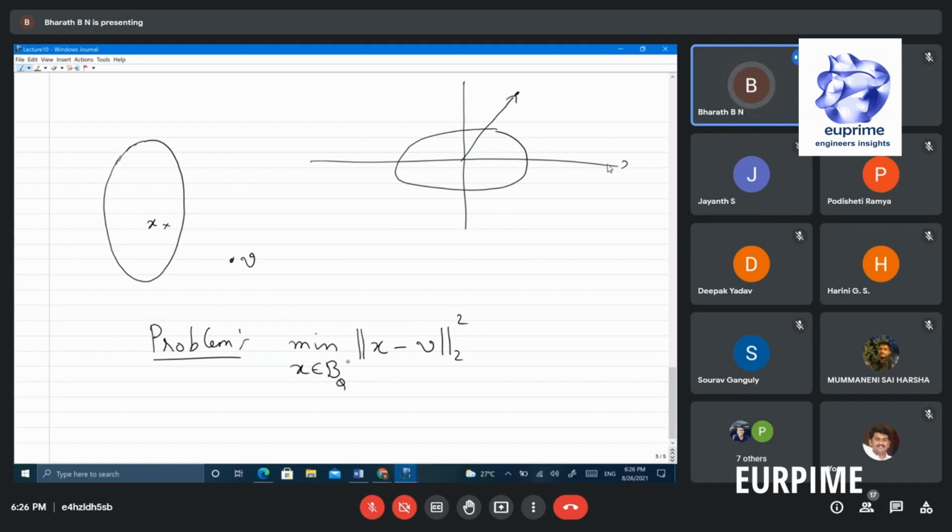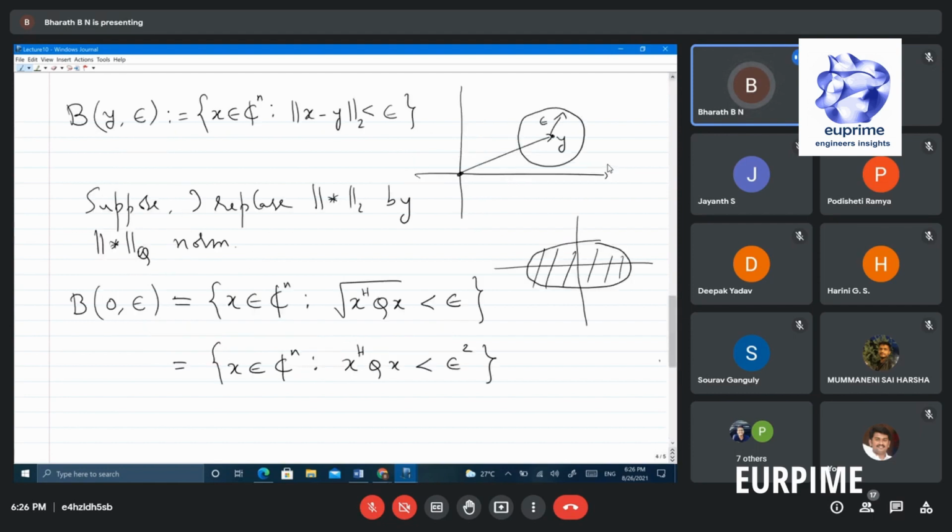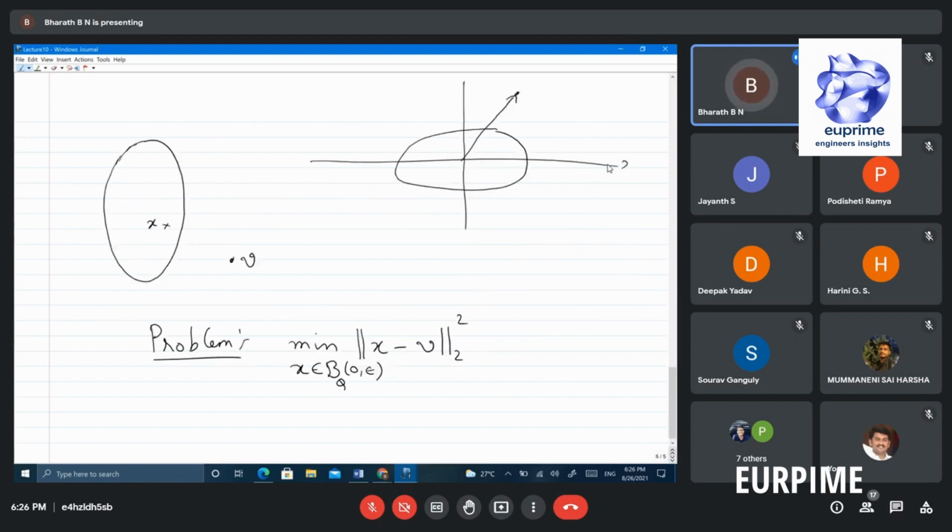So how do I write this? Let's say q0 epsilon. That means all those points within an epsilon ellipsoid, B(q0, epsilon). Maybe I'll change the notation here. I'll call this B(q, epsilon) because it depends on q. It's defined that way. So I'm going to look at all the points within the ellipsoid and compute the distance from that point to v. Among all the points, I'm going to find the least. Well, this is an optimization problem.